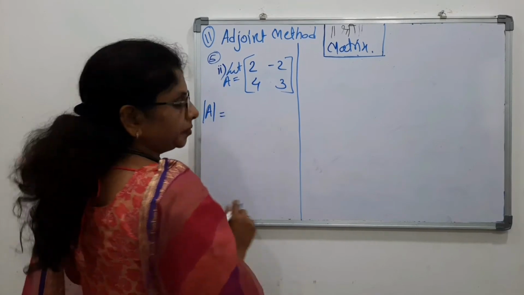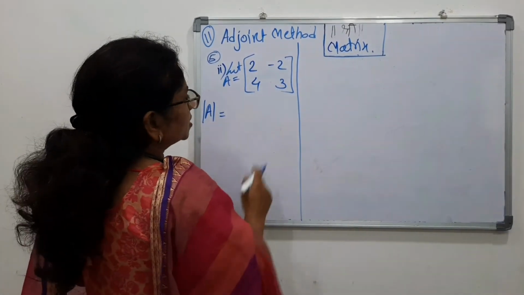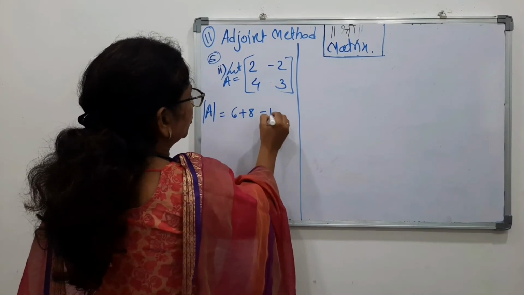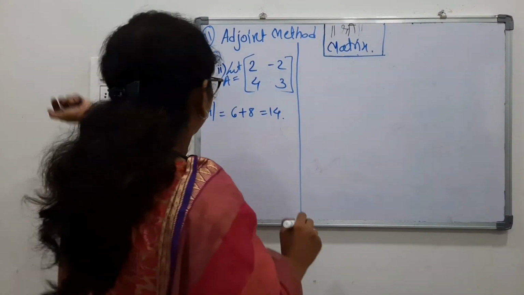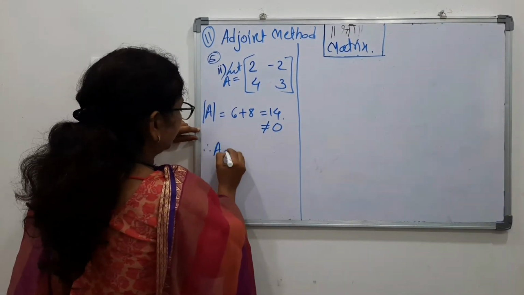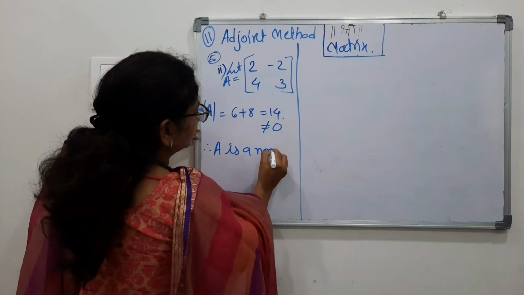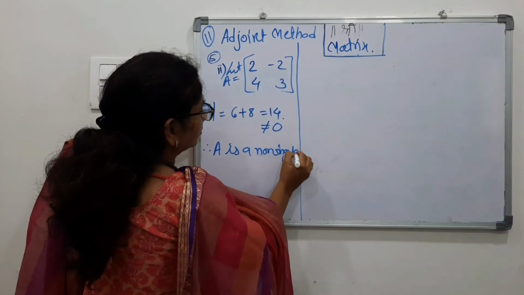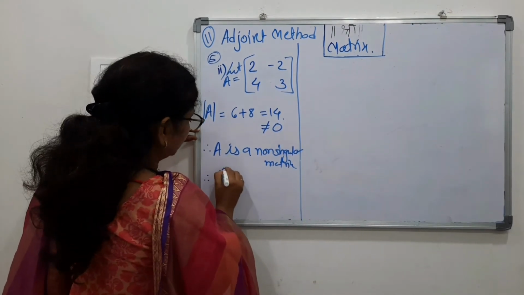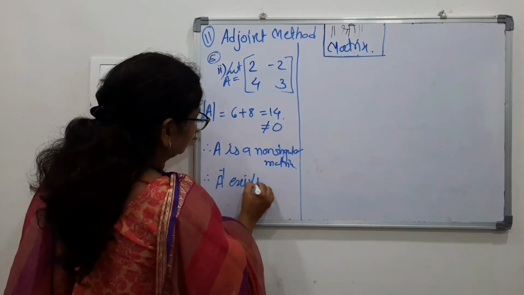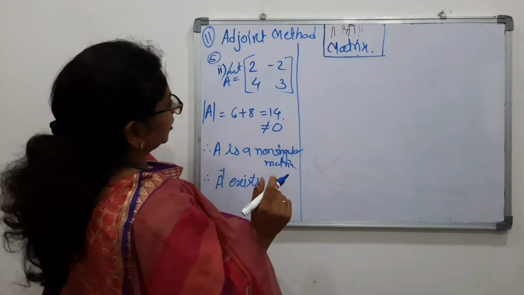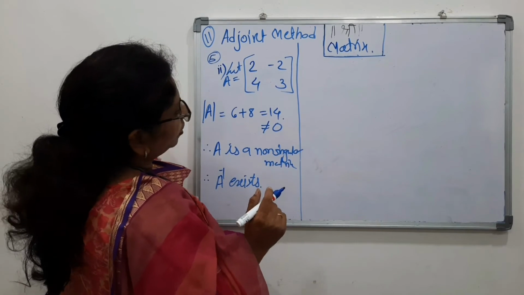Now you can find the determinant directly also. 6 minus minus plus 8, that is 14. Okay. So which is non-zero. Therefore we can say A is a non-singular matrix. Hence A inverse exists. This is compulsory work for any example to find inverse of matrix.